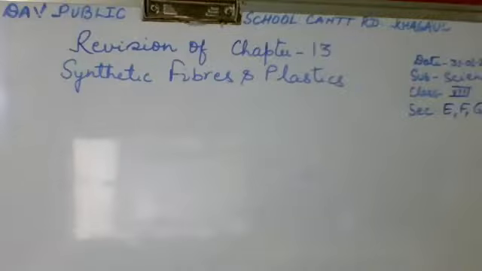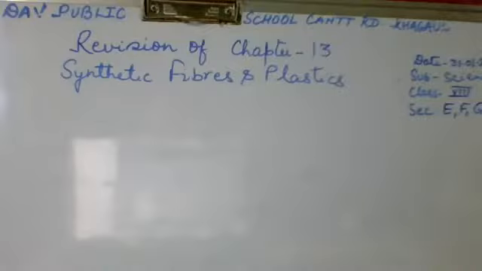What are the examples? Polythene. PVC is very important because PVC pipes are often used in our homes.